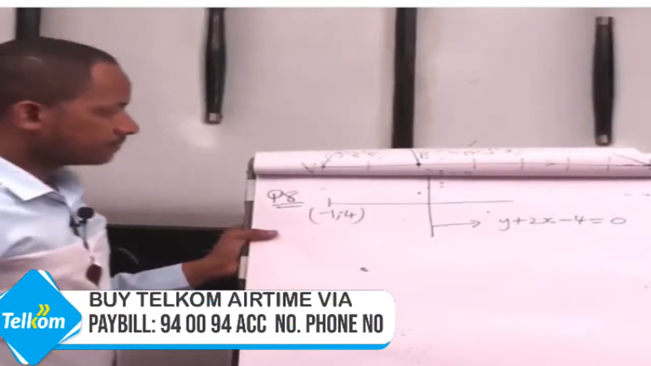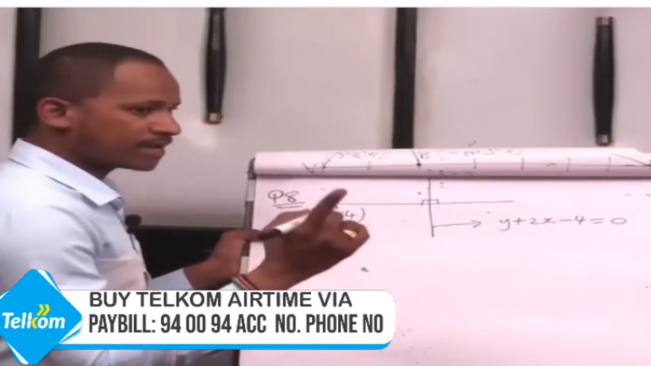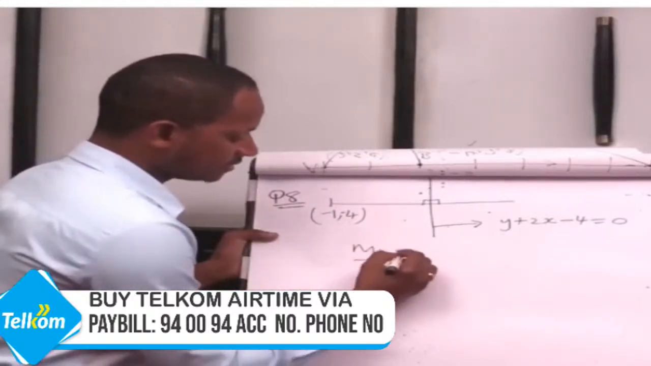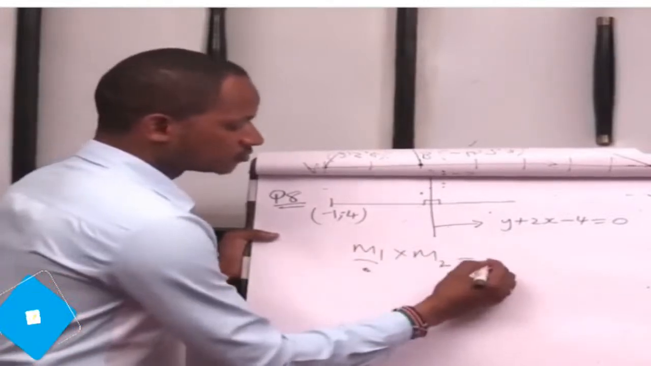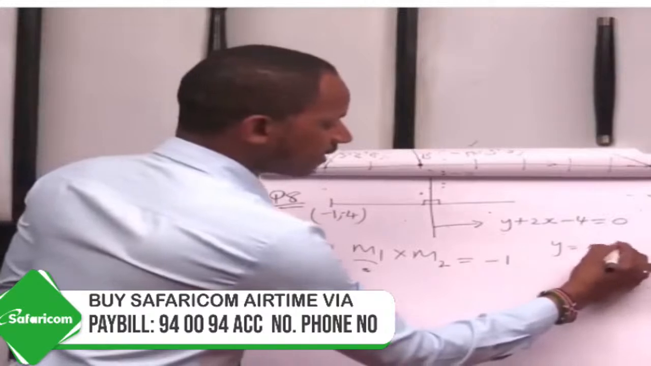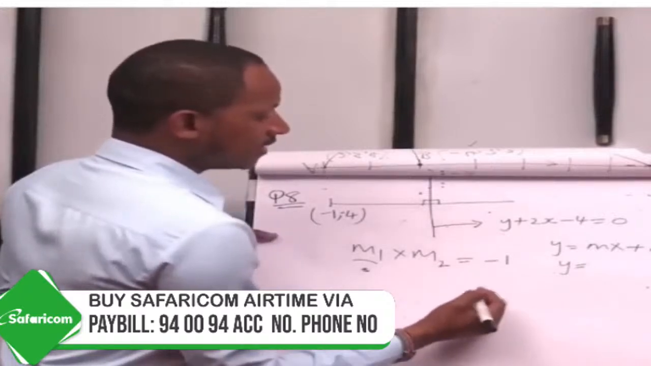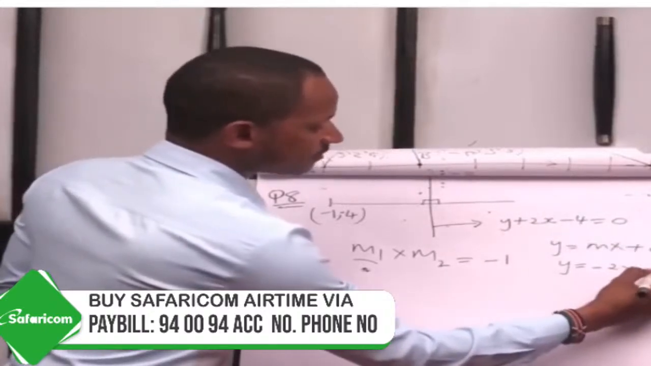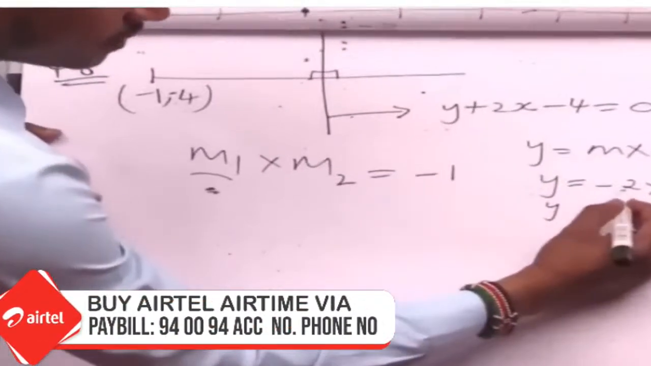So without sweating, if these two lines are perpendicular, what do we know about their gradients? The product of their gradients equals negative 1. Therefore, gradient of line 1 times gradient of line 2, m represents gradient, m1 times m2 equals negative 1. Therefore, write this equation in the form y equals mx plus c. So make y the subject of the formula. y equals, when 2x crosses the other side becomes minus 2x. When 4 crosses the other side becomes plus 4. So y equals minus 2x plus 4.